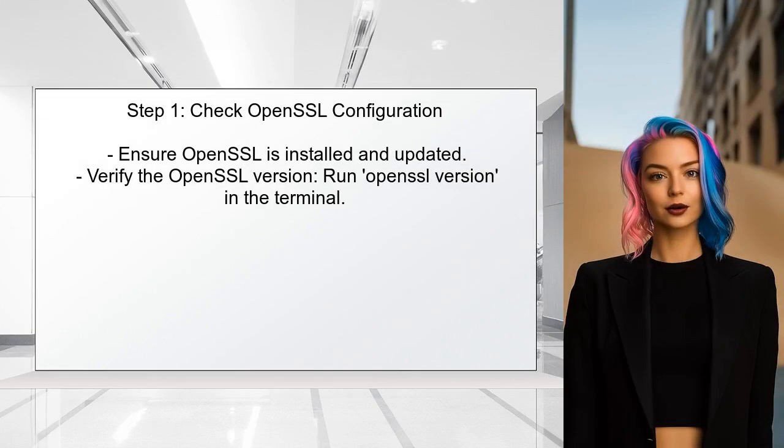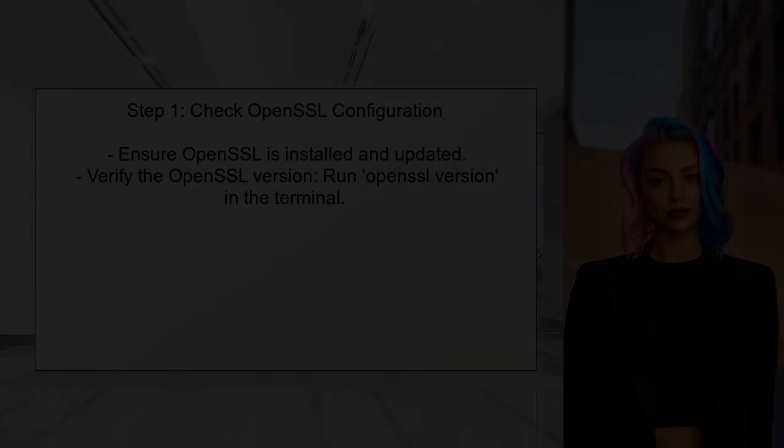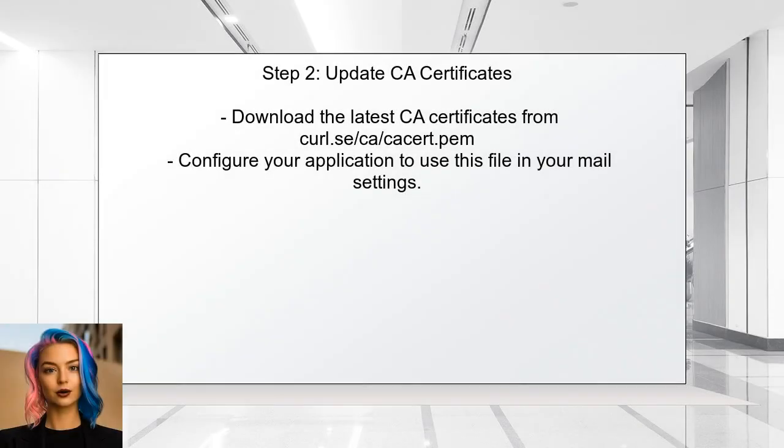To resolve the SSL error, the user should first check their local environment's OpenSSL configuration. This is crucial because the error indicates a problem with certificate verification. Next, the user should ensure that the correct CA certificates are available. This can be done by downloading the latest CA certificates file and configuring the application to use it.